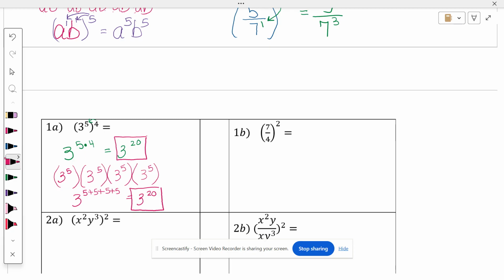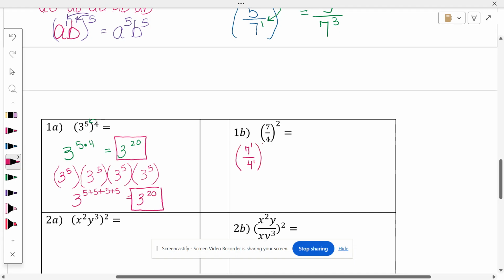Example 1b, I have a quotient. So I'm going to use the quotient rule. 7 over 4. Remember that the 7 and the 4 are to the 1st power raised to the 2nd power. Well, I'm going to distribute that power. Use your little arrows to remind you to multiply. 1 times 2 is 2, so that gives me 7 squared over 2 times 1 is also 2, over 4 squared. You can also think of it as expanding it. 7 over 4, the quantity squared, well, that's just 7 over 4 times 7 over 4, which again equals 7 squared over 4 squared.